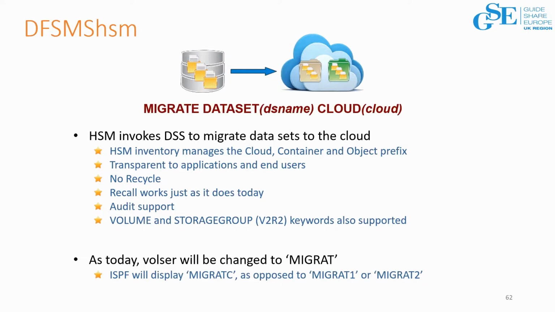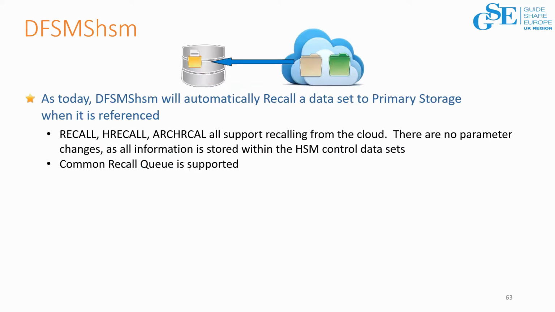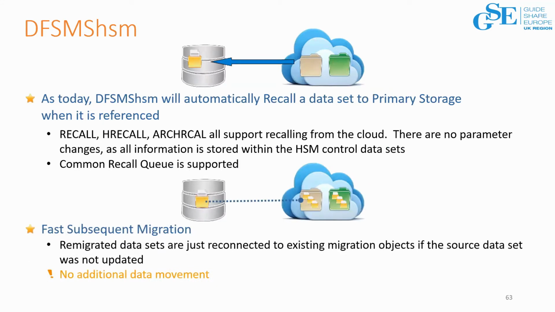And also consistent with traditional migration, the Valseer will be changed to Migrat. ISPF will display Migrat C for cloud, as opposed to Migrat 1 or Migrat 2. And then also consistent with traditional HSM processing, HSM will automatically recall a data set from the cloud to primary storage when it's referenced. Recall, HRecall, and ARC HRecall are all supported. The common recall queue is supported, and fast subsequent migration is supported as well.